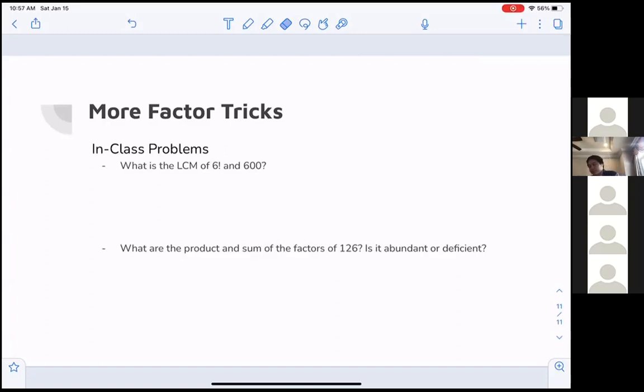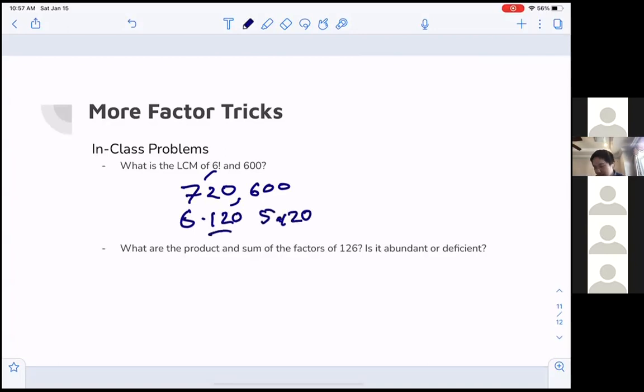Okay, so the LCM of 6 factorial and 600. 6 factorial is 720. If you're experienced, you can pull out 6 times 120 and 5 times 120. Notice that this implies that 120 is the greatest common factor, since if you divide the numbers by the greatest common factor, there should be no more common factor among the remaining numbers. The greatest common factor can equivalently be defined as the number such that when you divide all the numbers by it, the remaining numbers are relatively prime collectively.